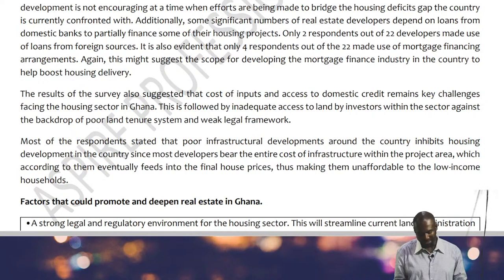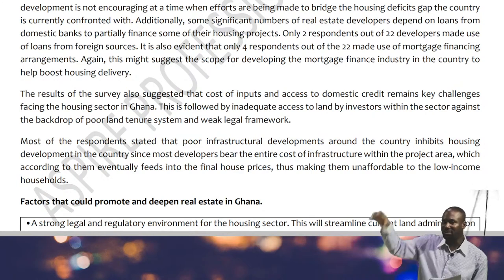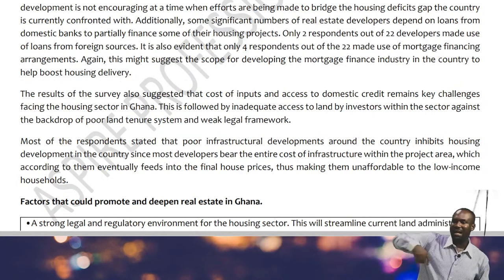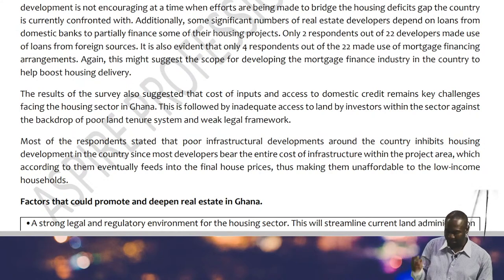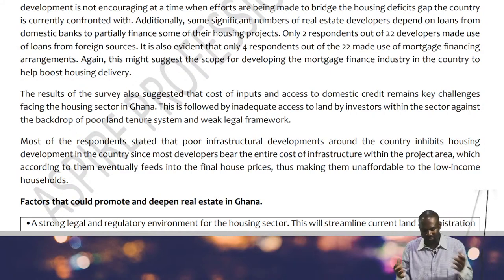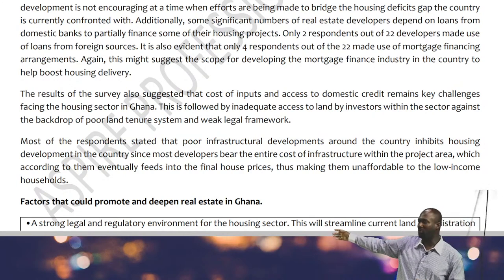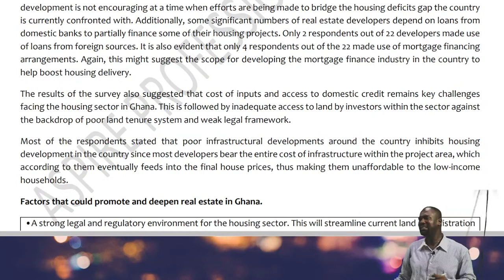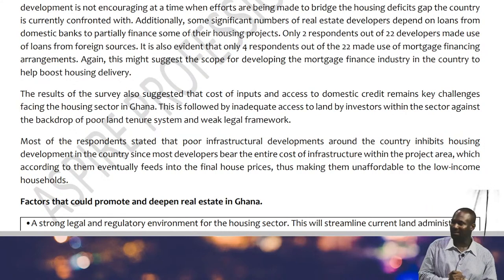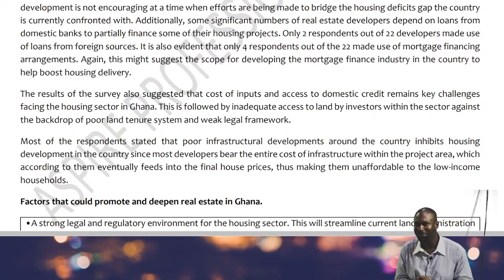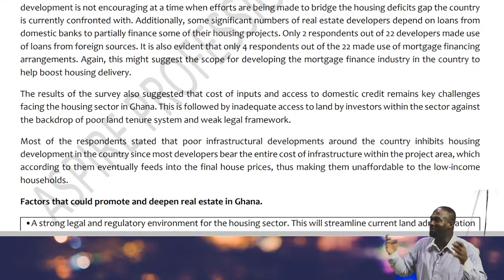Most of the respondents also stated that poor infrastructure development around the country, not in the main city, around where? Around the countryside, inhibits development, since most developers have to bear what? The cost of infrastructure within the project area. Are we clear? So, for example, Regimanuel has what we call Katamanso Satellite Town. I don't know whether you've seen that.